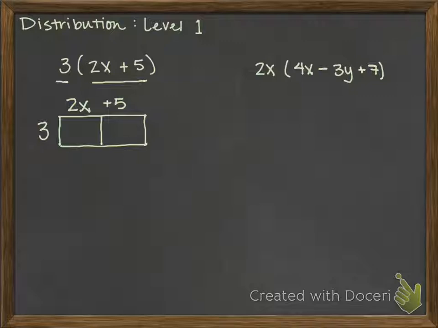So now we're just going to use our multiplication facts to figure out what goes on the inside of our box. First we have 3 times the value 2x, which is going to give us 6x. Then we have 3 times positive 5, which will give us 15. So once we have multiplied into our generic rectangle, all we have to do is add the terms inside of our generic rectangle. So our final answer is going to be 6x plus 15.